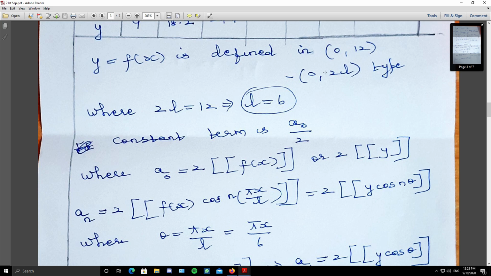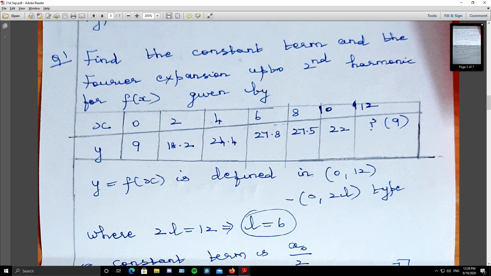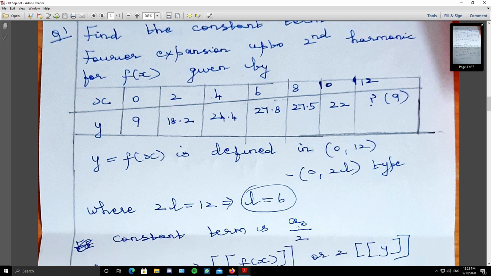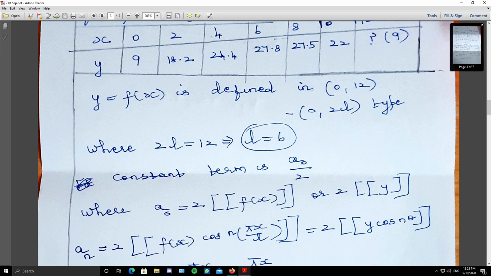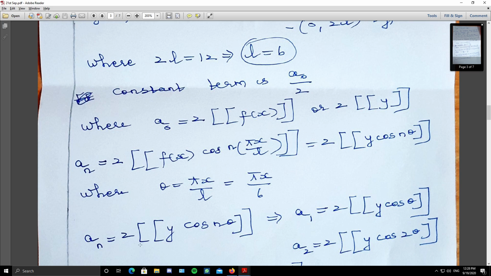I repeat, f of x is defined in 0 to 12, so 0 to L type. So 2L is 12, L is 6. So constant term is a naught by 2. You are asked to find the constant term, so a naught by 2. What is an? 2 times the mean of f of x cos of n pi x by L. Whenever you have 0 to L type, define theta as pi x by L. So here it is pi x by 6. So an is 2 times the mean of y cos n theta.